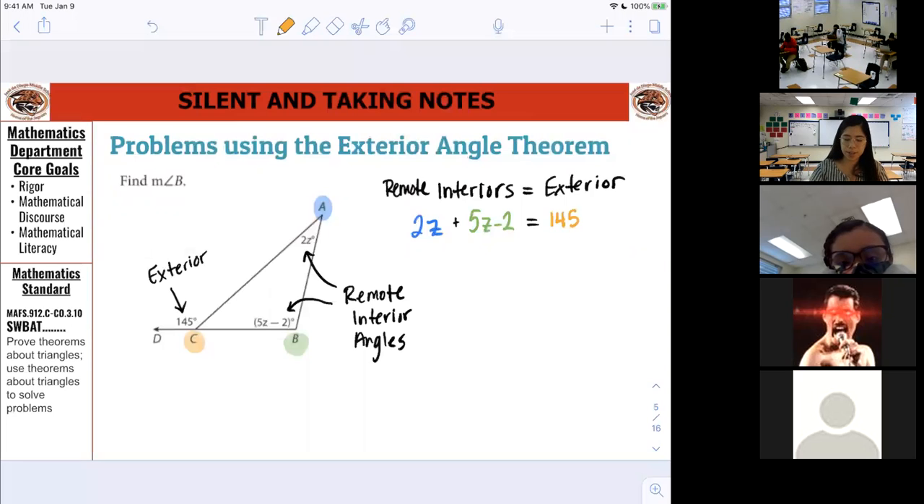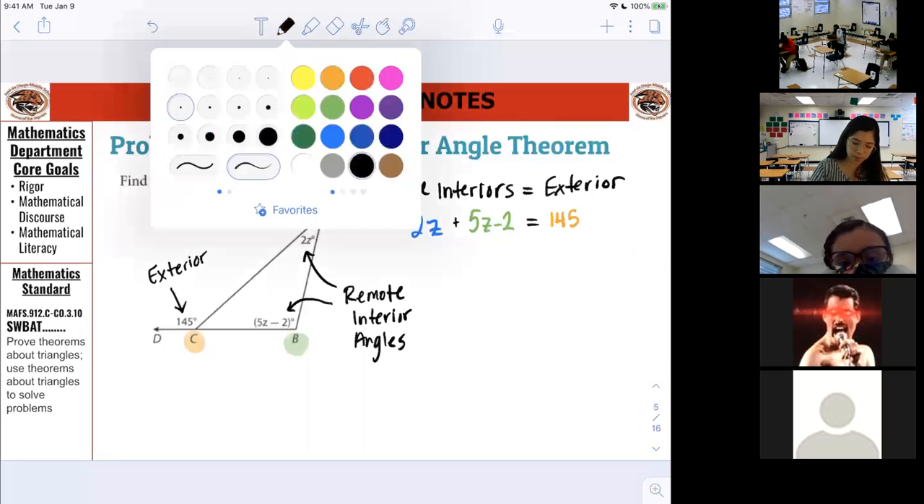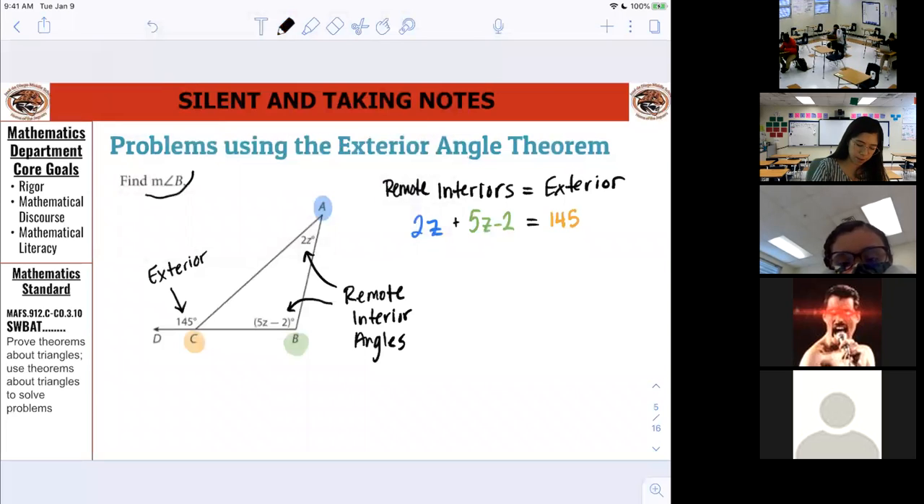Now I can solve this equation and figure out the value of z, and then I can go back, because my final question is to figure out the measure of angle B. This is my equation so far, so let's solve for z. What do I do to solve for z first? You do 2z plus 5z, 7z. And then you add 2 to the other side. 7z equals 147.